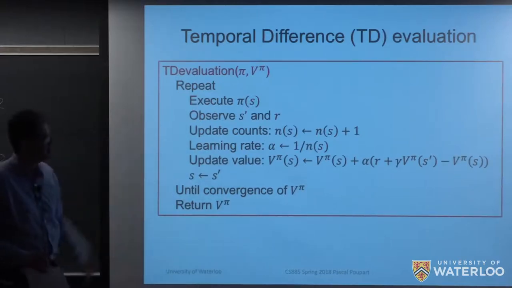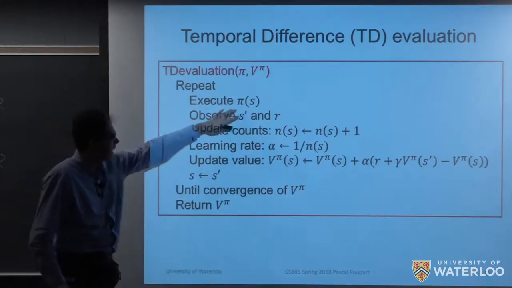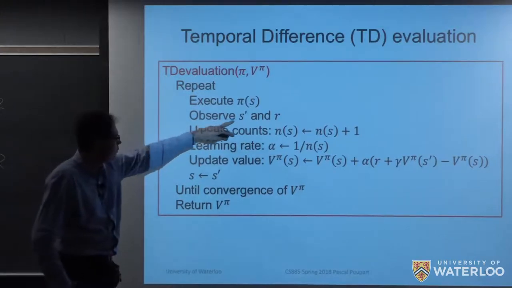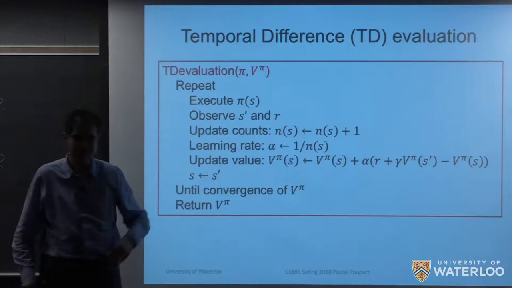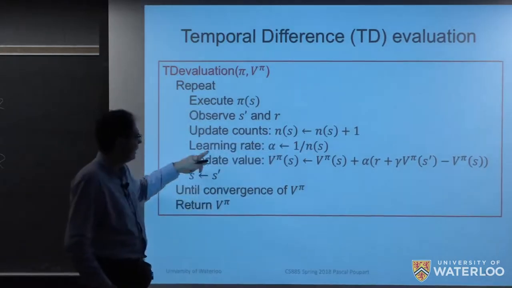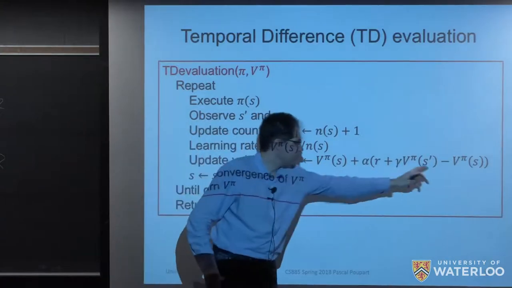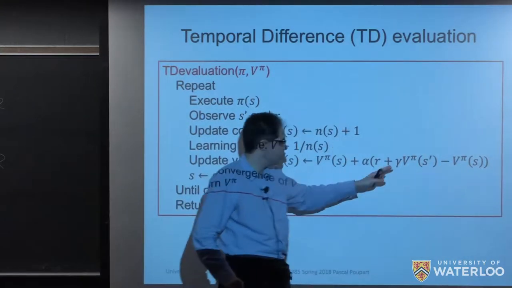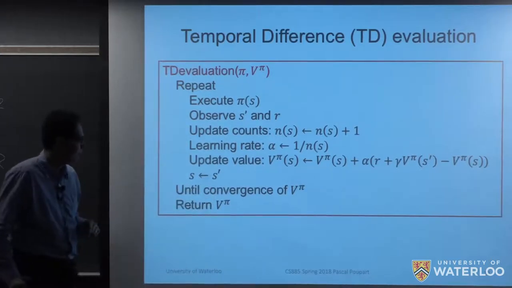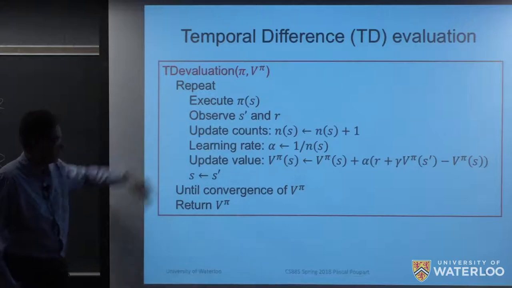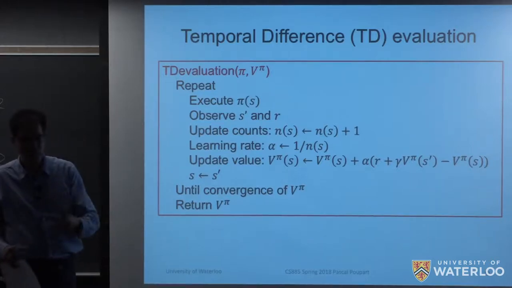Okay, so here's the algorithm for temporal difference evaluation. We repeat this loop, where at every iteration, we execute an action according to our policy pi. We observe a state S prime as well as a reward. And now we update our counts. This is what we were just discussing, NS. So we update the counts NS, that gives us the learning rate, and then we can apply our update equation. We look at the temporal difference, that's the difference between our current estimate and our new estimate, and then simply take a step in that direction, which gives us a revised estimate. Then we update S and repeat. We do this after every execution of an action and observing what the next state is.